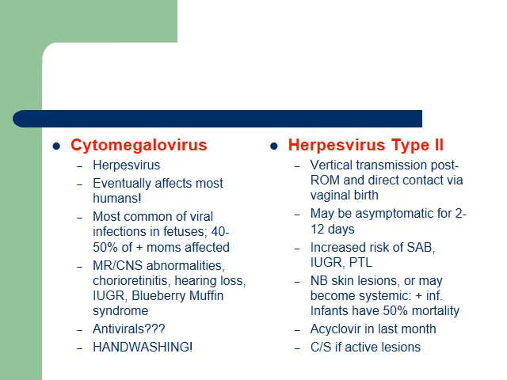Cytomegalovirus is a herpes virus. It eventually will affect most humans. It is the most common of the viral infections in the fetuses. If the mom's affected, about half of those babies will have it. It results in mental retardation and CNS abnormalities, and can result in problems with eyes, ears, IUGR, blueberry muffin syndrome. Antivirals, it's questioned whether or not they help, and hand washing is key. Just make sure of good hand washing for life.